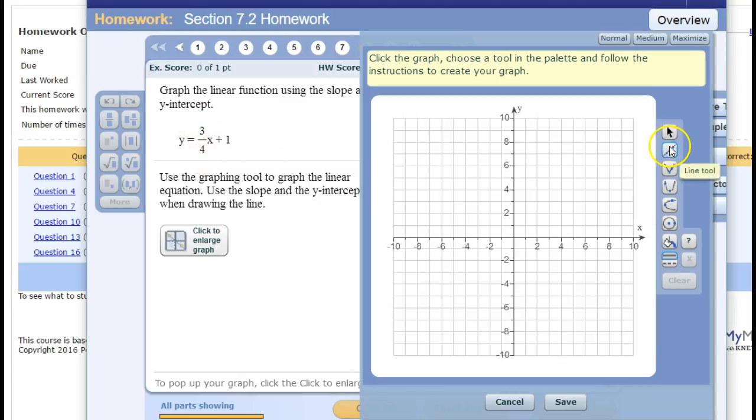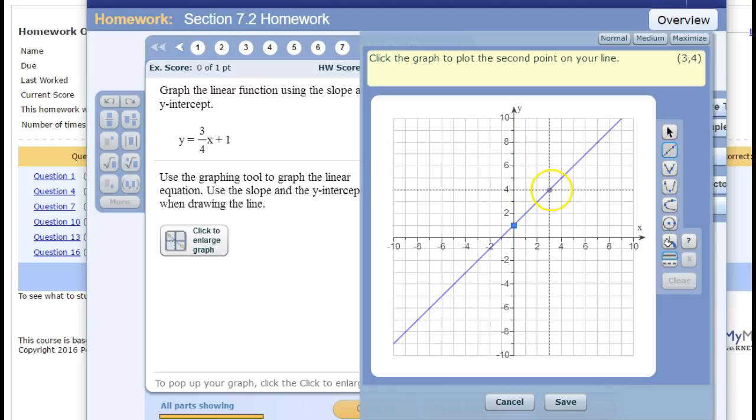Okay, so I'm going to click line tool, and it says plot the first point on your line. The first point again should be the y-intercept. So the y-intercept here is at 1. So I'm going to go to 1 on the y-axis. I know I'm at 1 by looking up here, and I see 0, 1. I'm going to click there. And then from there, it's the slope. So I use the slope to get to the second point. So the slope is 3/4, so that means rise 3. So I'm going to go up 1, 2, 3, and then run 4.